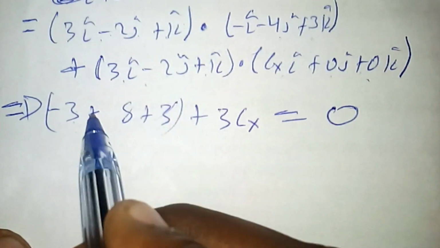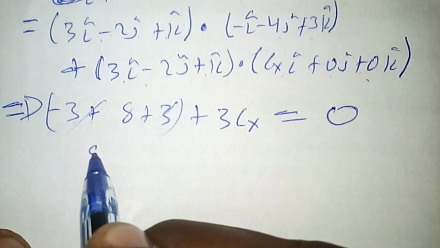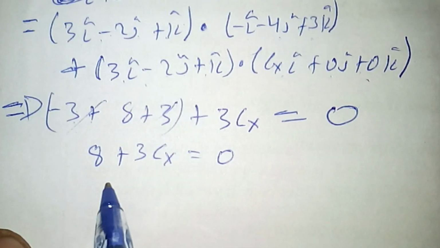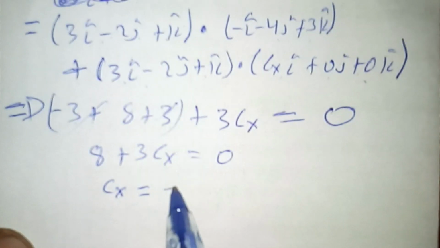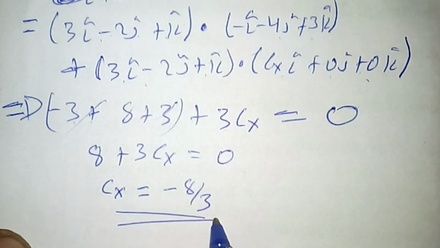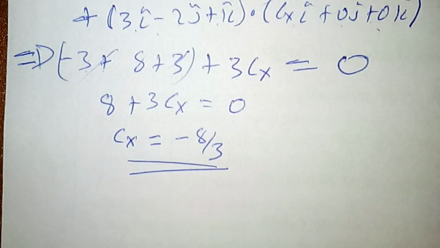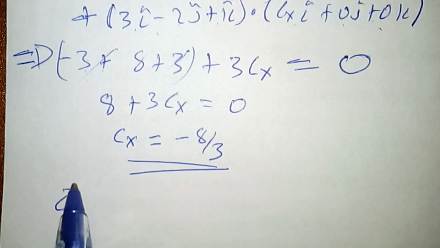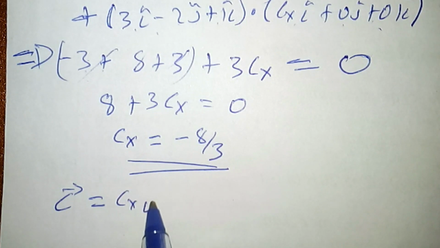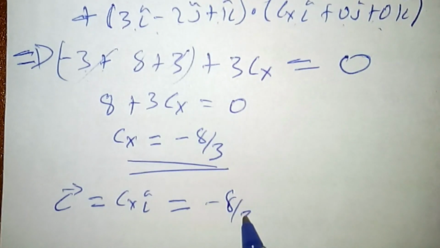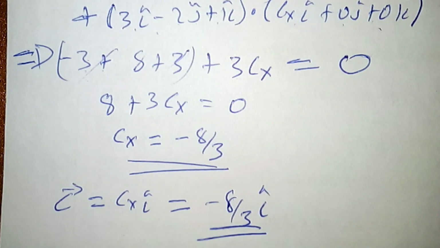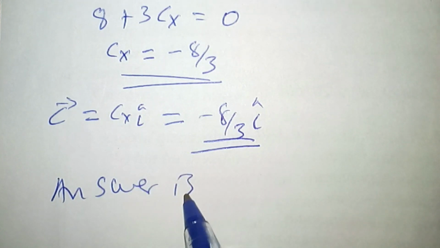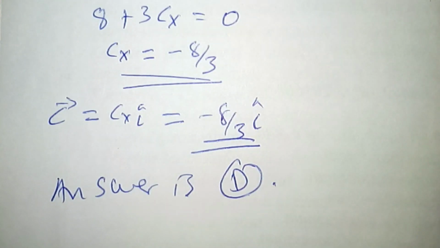So the 3 and minus 3 cancel, and we are left with 8 plus 3Cx equal to 0. That means Cx is equal to minus 8 over 3, which is the component of the vector lying along the x-axis. Since vector C has only the x component, C is equal to Cx i, that means minus 8 over 3 i along the x-axis. So the answer among the given alternatives is D.